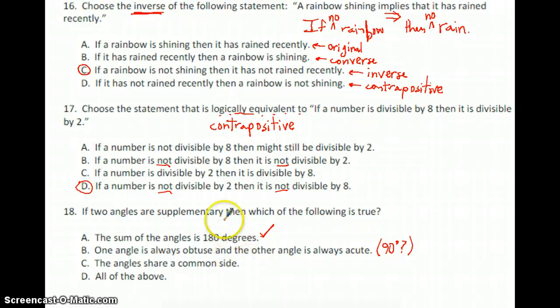They share a common side. Well, clearly they don't have to do that, because we've talked before about how one angle could be like this and one angle could be like this, and they could still add up to 180. So it's not D. That kills off D. It is just A.